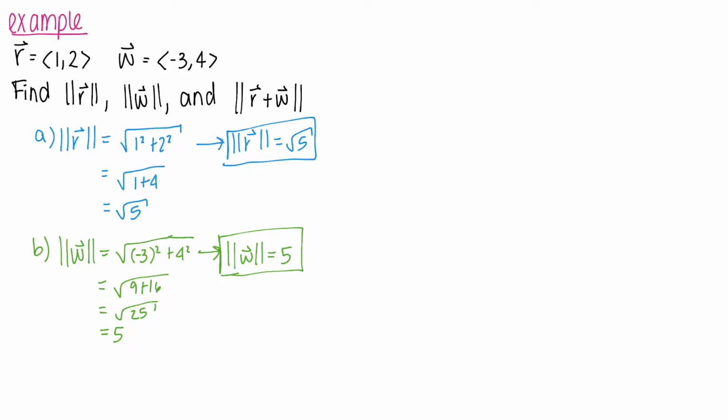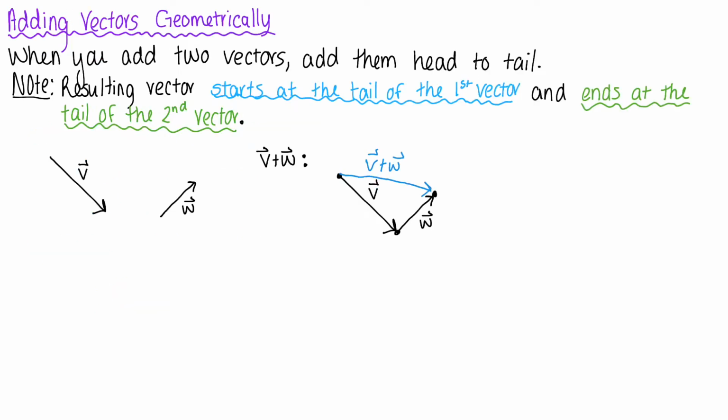So here comes the really, really big question. If the magnitude of r is square root 5 and the magnitude of w is 5, will the magnitude of the two vectors being added together just be the magnitudes of each individual vector added together? Let's look at this geometrically first. So the question we're really asking is, is the length of this guy plus the length of this guy equal to the length of this guy?